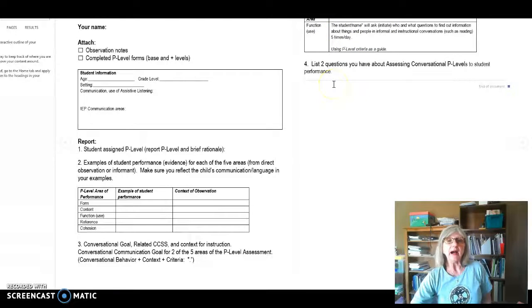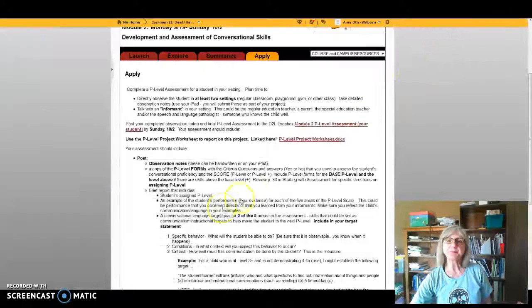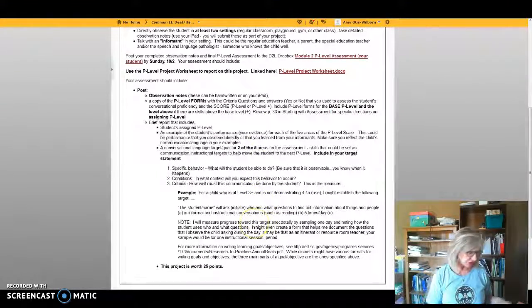And then I'd like you to identify 2 questions. If you have more, that's great. But at least 2 questions that you have about using the P levels so that I can answer those after you've gone through this process. And that is Module 2.